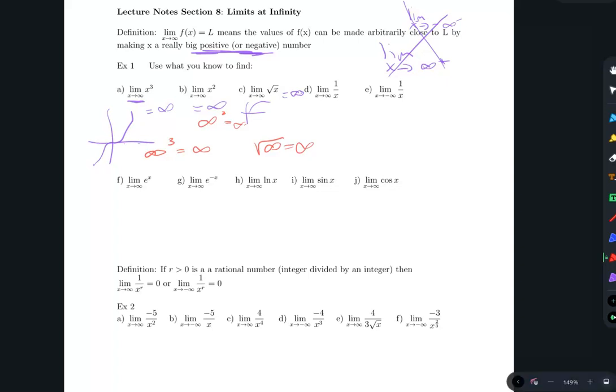So we did talk about 1 over x before, but let's just revisit it. So if I've got the graph of 1 over x, as x's are getting large, you can see this is 1 over infinity, so that's 0 going out there. And then as x's are getting very, very small, going to negative infinity, this is also 0.